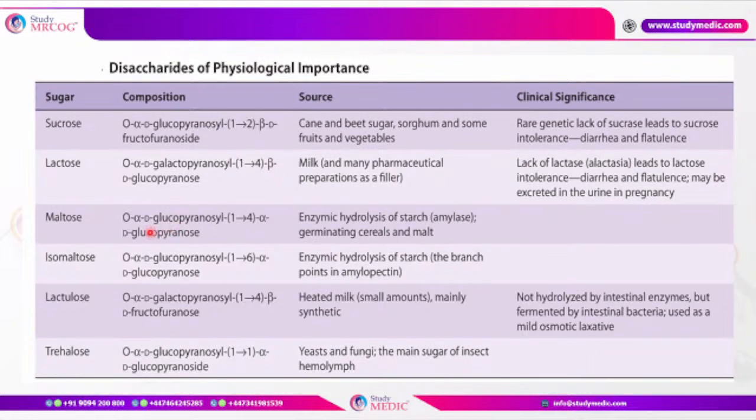About maltose, it is made up of 2 glucose units, and this one is obtained from the hydrolysis of starch or amylase. There is another product called isomaltose, which is again made up of 2 glucose units, but here the bond between the 2 glucose units, which in maltose is 1,4, is a 1,6 bond. Again, this is obtained from the hydrolysis of starch.